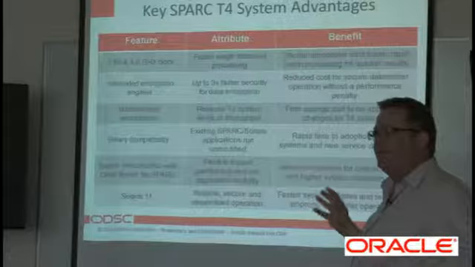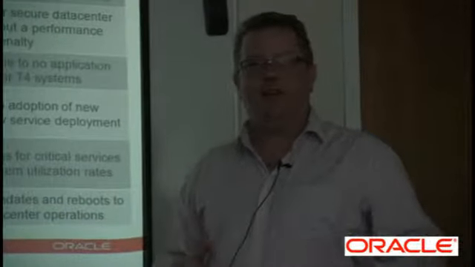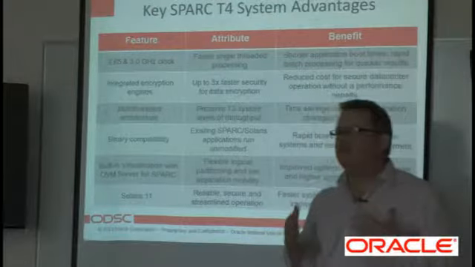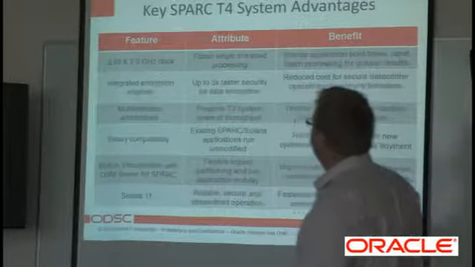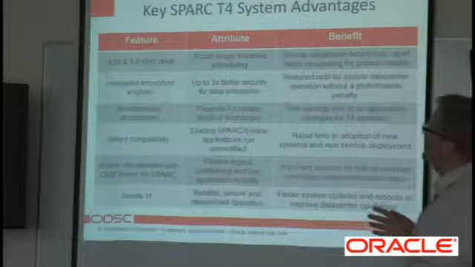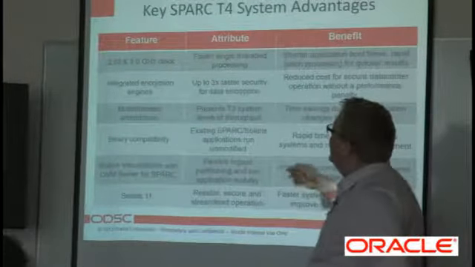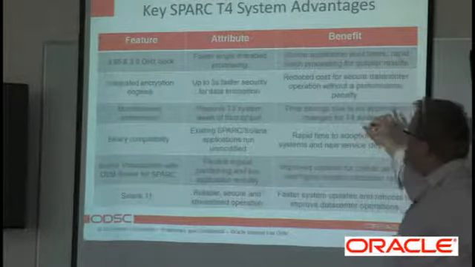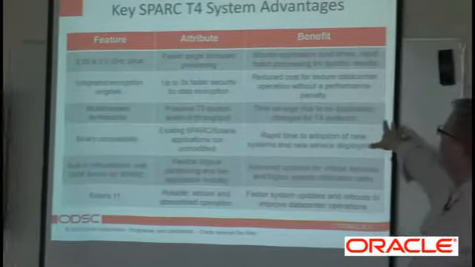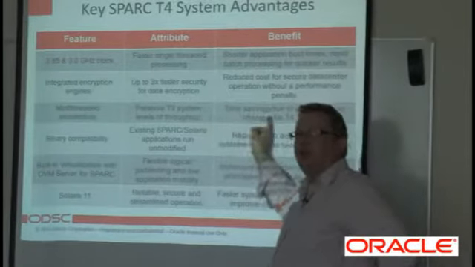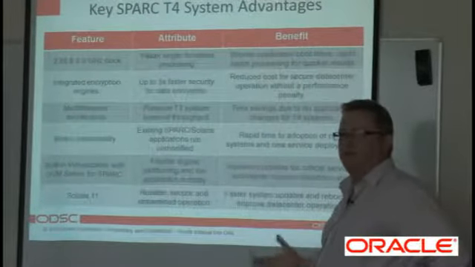The problem with a lot of the encryption technologies and methodologies is that you've got to change the nature of the data once it goes in and change the nature of the data once it goes out. So sometimes there are performance hits, okay? Another feature is the multi-threaded architecture. It's keeping with the T3 systems' levels of throughput. Time saved due to no application changes for the T4 systems. You didn't have to change any applications if you moved from a T3 to a T4.